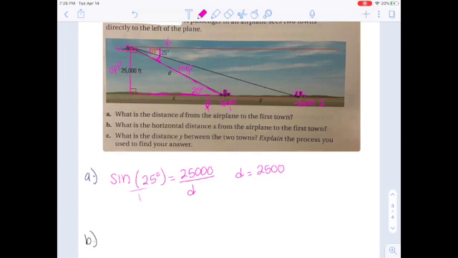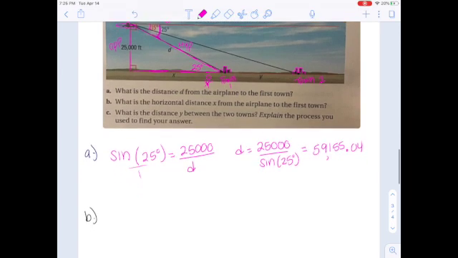You get D is equal to 25,000 divided by sine of 25 degrees, and of course make sure you're in degrees, and you get 59,155.04. All right, so that's the hypotenuse of that little right triangle there.